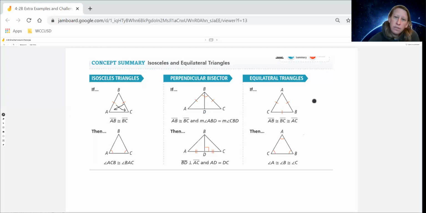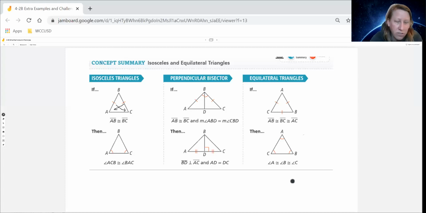Right, and then the last one is the equilateral triangle theorem. If you have an equilateral triangle, you know for 100% fact that all 3 angles are going to be the same. Okay, because these two are the same, and if you rotate the triangle and these two are the same, then all 3 have to be the same.